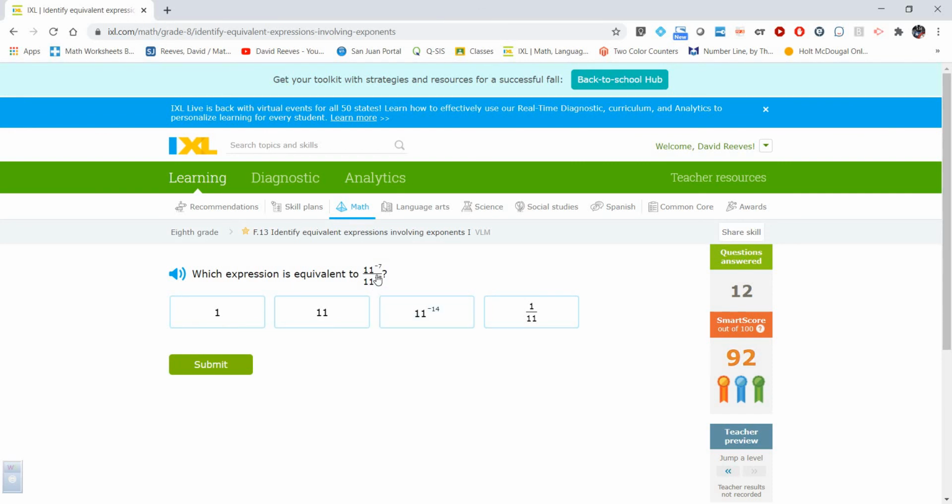All right, anything divided by itself is 1. Let me say that again. Anything divided by itself is 1. Okay, there is an exception. 0 divided by 0 you cannot do. Okay, you can't divide by 0. Anything else divided by itself is 1. Wow. And they want us to be challenged?